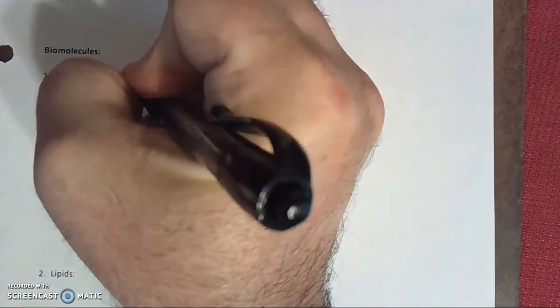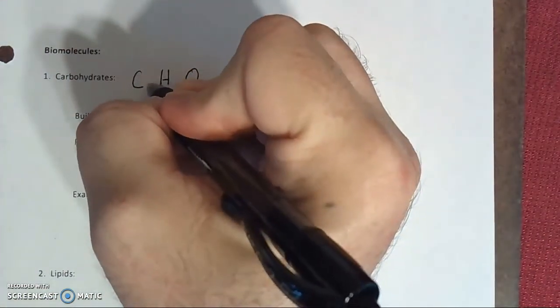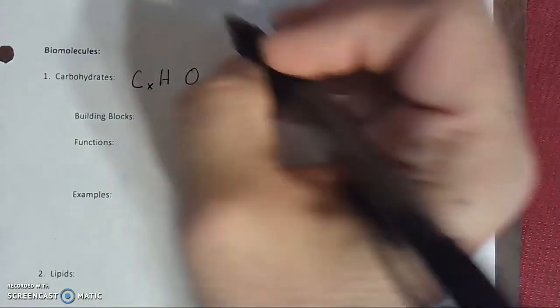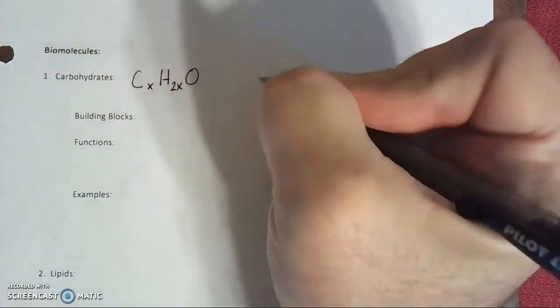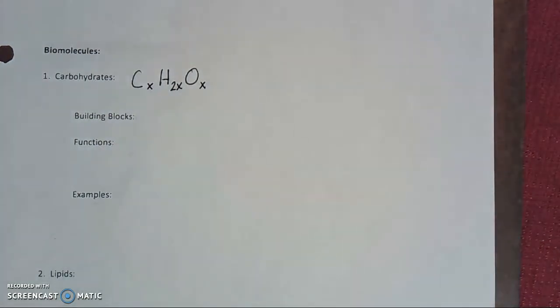Carbohydrates are typically made out of 3 different elements in a pretty specific ratio, but there's always exceptions. So the first one is carbon, then hydrogen, and oxygen. And I'm going to use an X for however many carbons we have, a 2X for hydrogen, and an X for oxygen. So this is a typical ratio, so 1 to 2 to 1 for carbohydrates. But again, there's always exceptions.